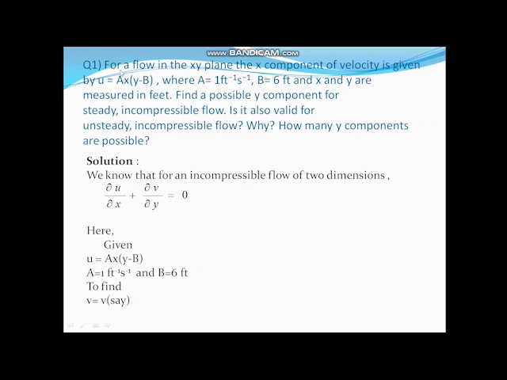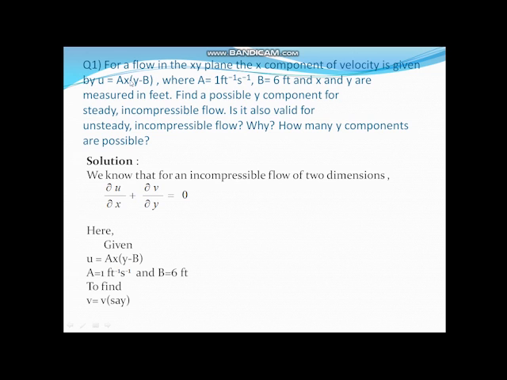Here, coming to the first question. For a flow in the xy plane, the x component of velocity is given by u is equal to this much, where a and b are given, and x and y are measured in feet. Find the possible y component for steady incompressible flow. Is it also valid for unsteady incompressible flow? Why? How many y components are possible?